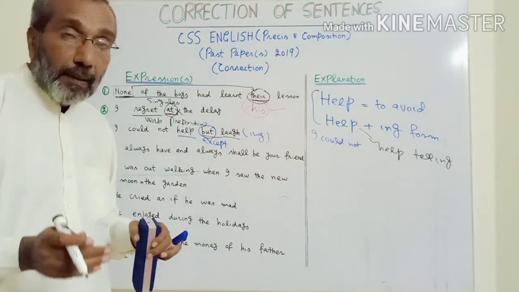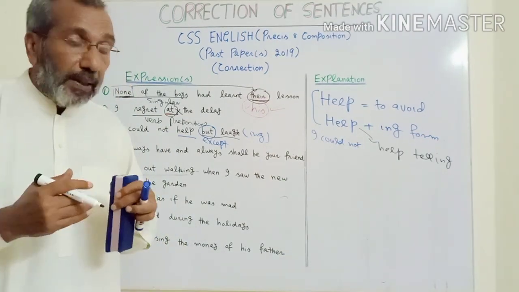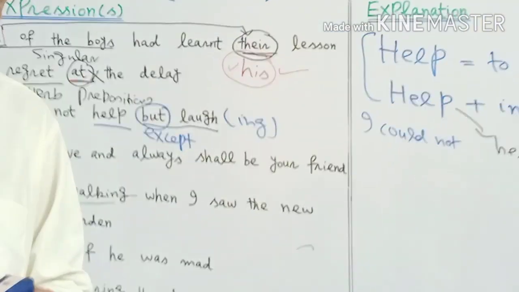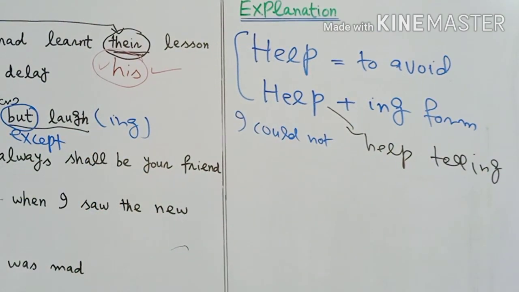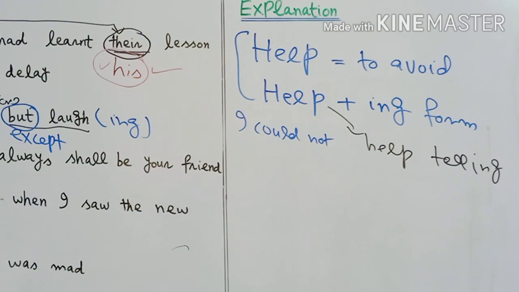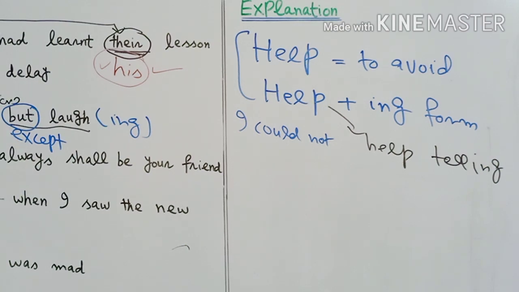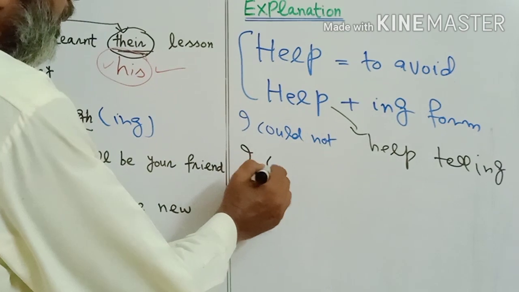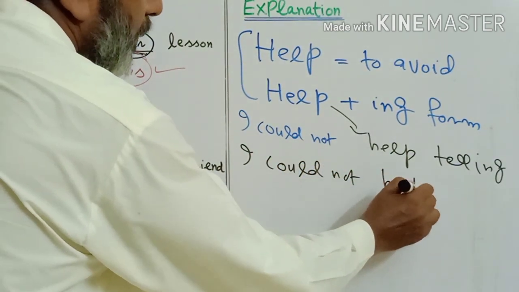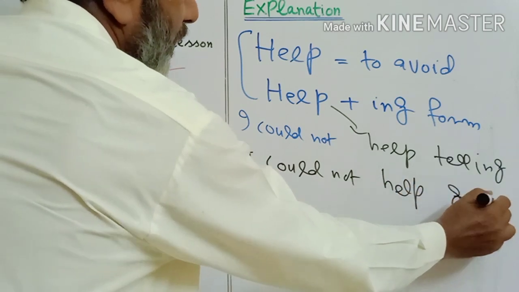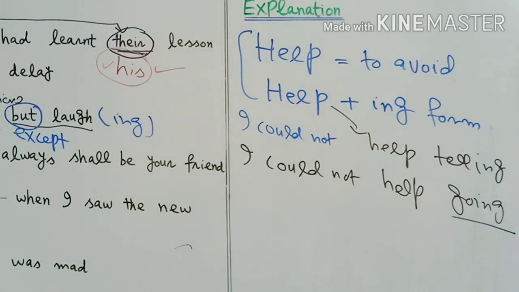Suppose someone says, you were supposed to wait for me, why did you leave so early? In that case, you can say, "I could not help going." That means I didn't want to go actually, but I somehow went. Clear? So this is the structure, very simple.